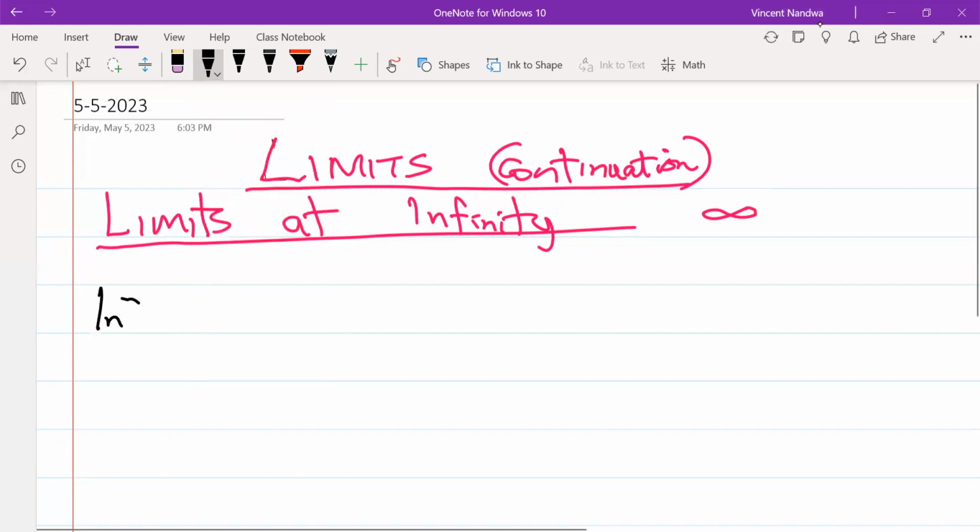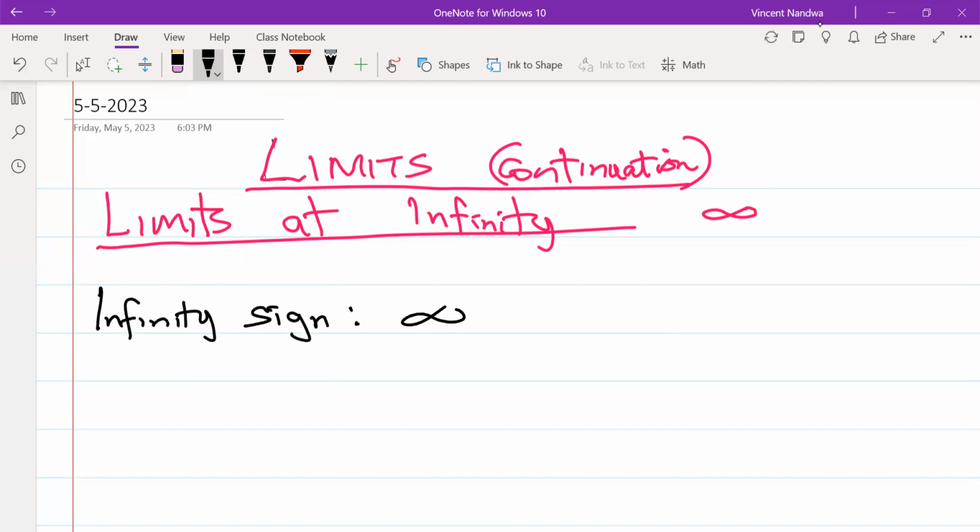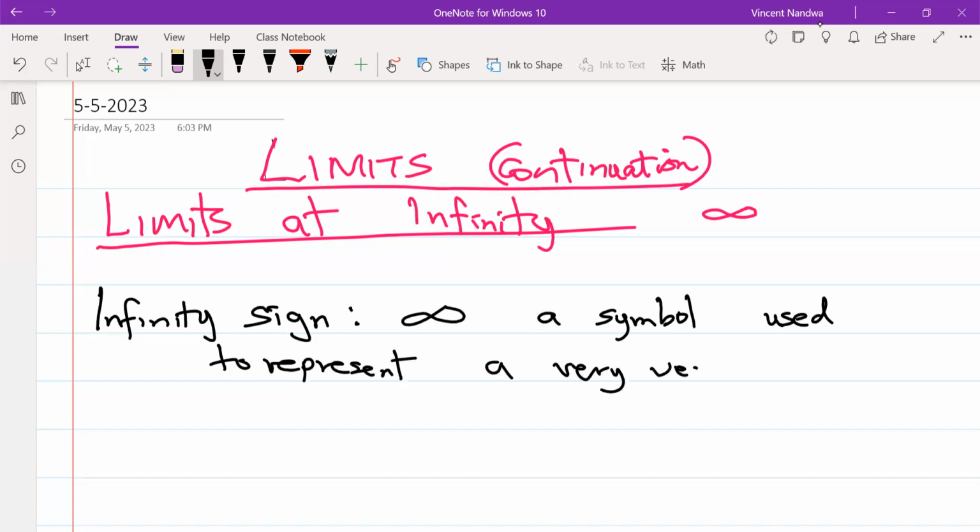So infinity, this is how we write the infinity sign, and it's simply a sign used to represent a very, very large positive number. It is not a number on its own.